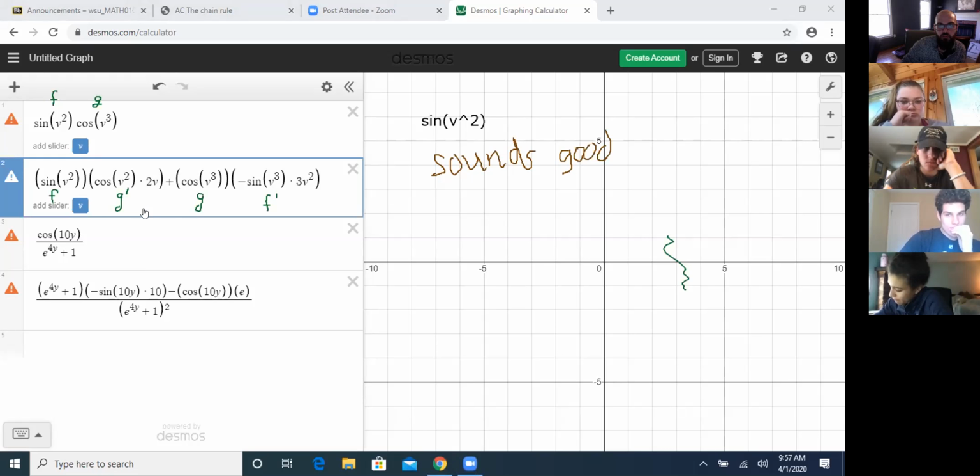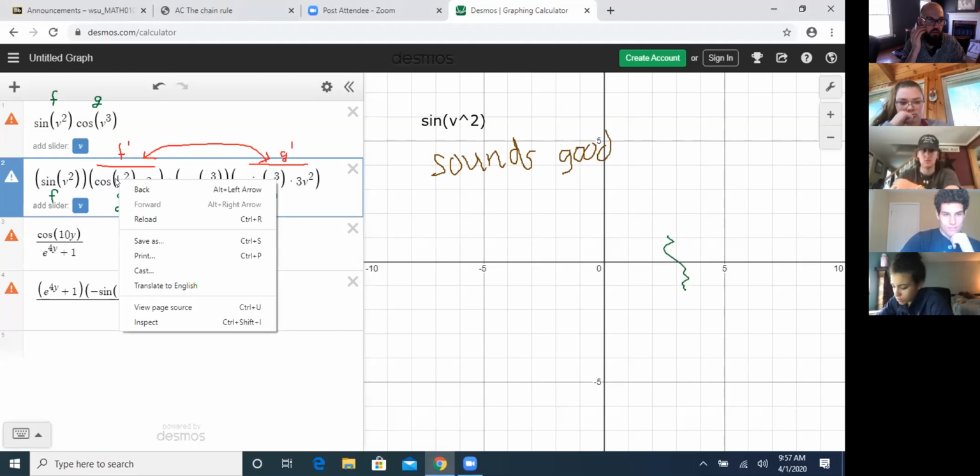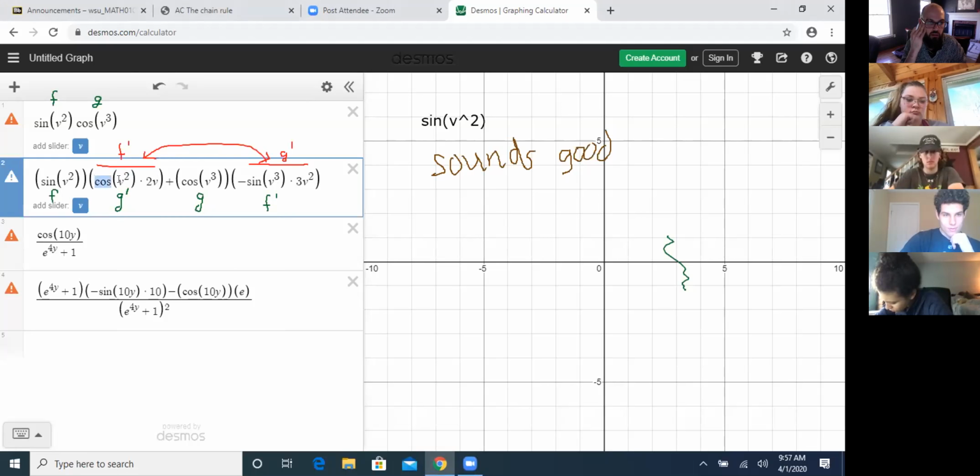Oh yeah. So it seems like what you have... let me change the color here. So this is F prime, right? And then this is G prime. So I think what you should do is swap these two. Can you copy and paste this out? Yeah, you can use Command X to cut it out.